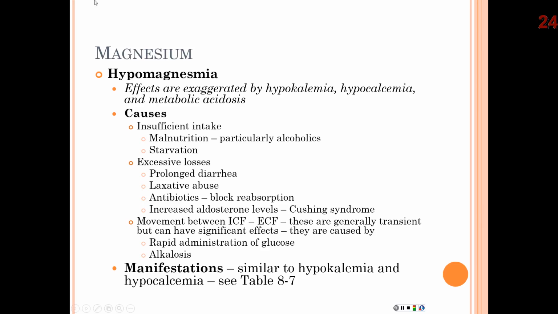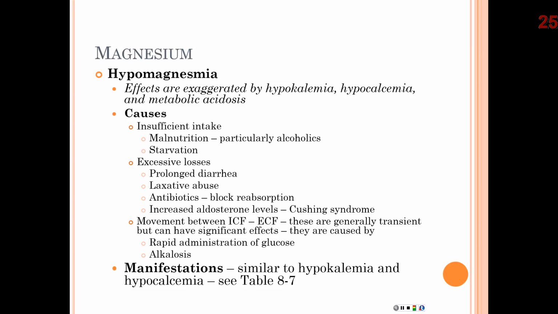Causes of hypomagnesemia: insufficient intake, losses, laxative abuse, antibiotics, because we've got several things. And again, high aldosterone levels, because aldosterone promotes the loss of magnesium at the kidney. So Cushing syndrome is the disorder that does that. There is some ICF-ECF shifting that takes place.